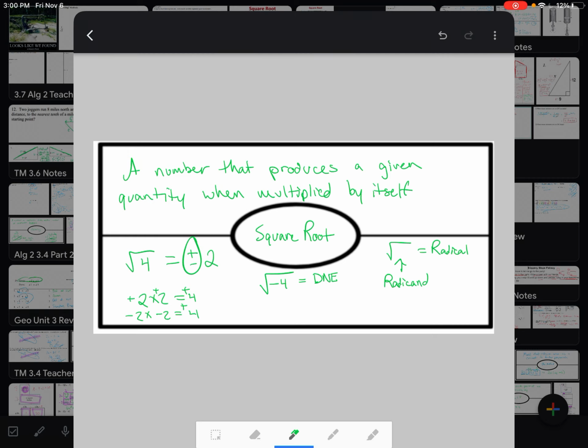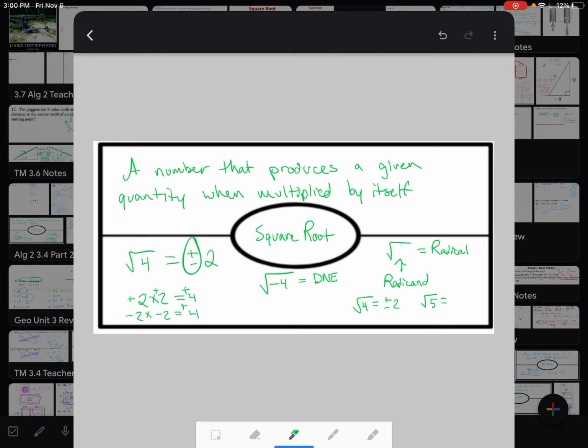Other terminology: this is called a radical. The number that goes inside of it is called the radicand. So the number inside is the radicand. The actual symbol that goes on the outside is the radical. Perfect square roots, so something like the square root of 4 gets you plus or minus 2. Again, it's called perfect because it evenly divides out.